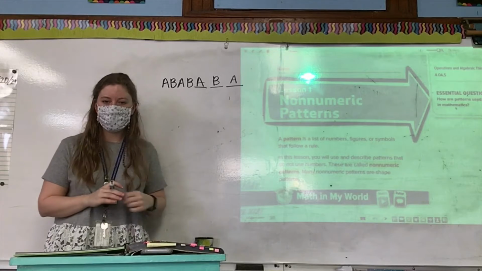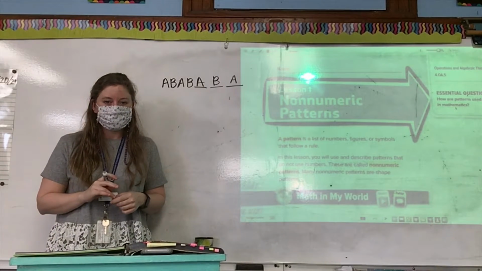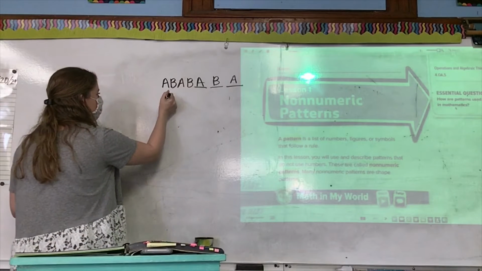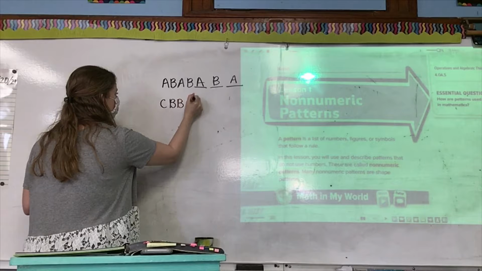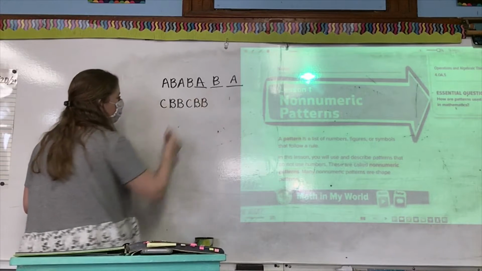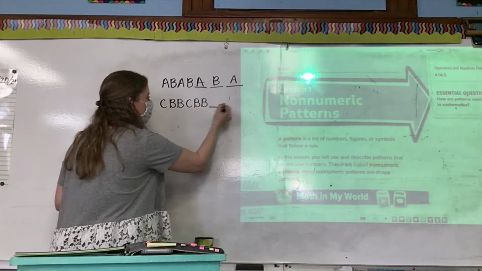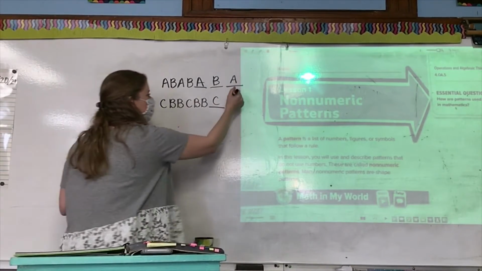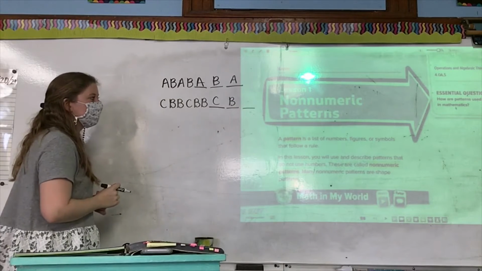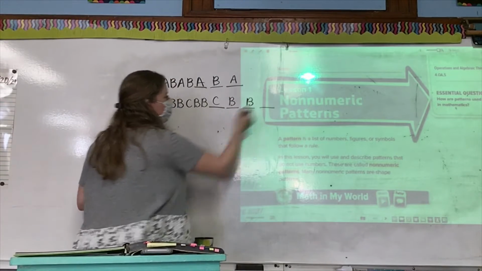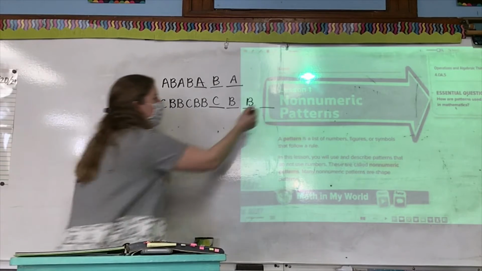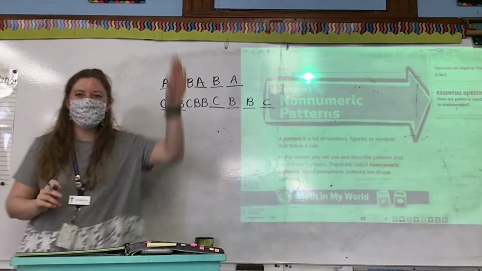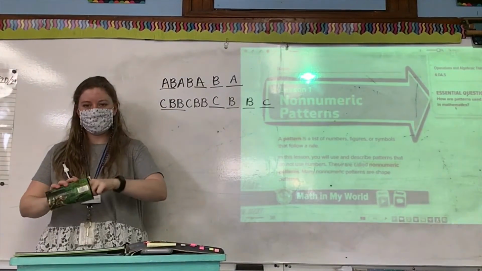Carla. C, B, B, C, B, B. Good. Carla, what comes next? C. Next. B. Next. B. And let's do one more. C. Good. So C, B, B repeats. Okay, one more. That's even harder.